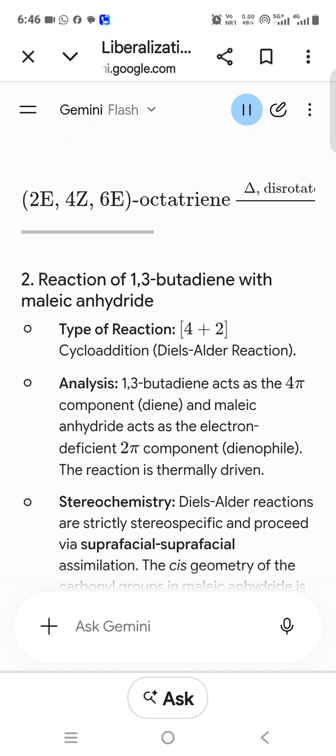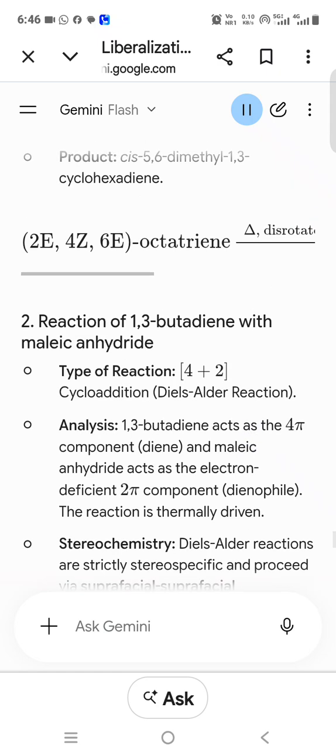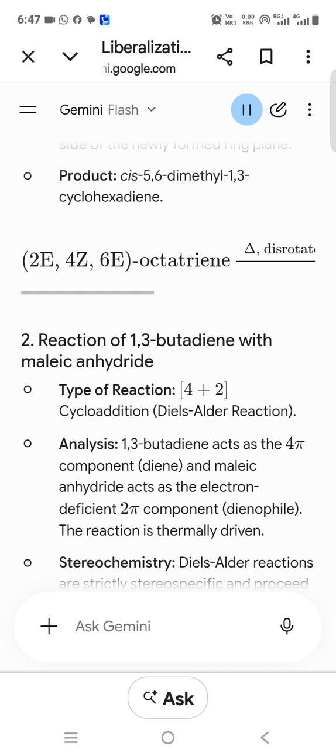8. Reaction of 1,3-butadiene with maleic anhydride. Type of reaction: 4+2 cycloaddition, Diels-Alder reaction. Analysis. 1,3-butadiene acts as the 4-pi component, diene, and maleic anhydride acts as the electron-deficient 2-pi component, dienophile. The reaction is thermally driven. Stereochemistry. Diels-Alder reactions are strictly stereospecific and proceed via suprafacial addition. The cis geometry of the carbonyl groups in maleic anhydride is preserved perfectly in the product. Product: cis-1,2,3,6-tetrahydrophthalic anhydride, the endo product forming preferentially due to secondary orbital interactions.